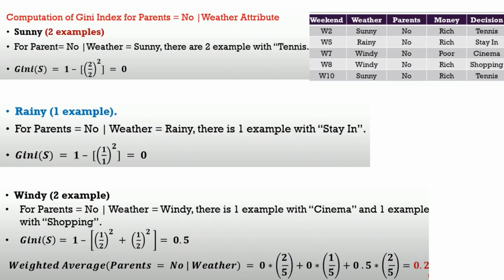So for sunny, we calculate the Gini formula, that is 1 minus 2 out of 2. We got only tennis, so 2 by 2, the answer is 0. Next is rainy, 1 minus 1 by 1 the whole square, that is also 0. Next we calculate windy. For windy, we have 2 samples: one is cinema, one is shopping. So 1 by 2 whole square plus 1 by 2 whole square, the answer is 0.5. Next we calculate the weighted average: 0 into 2 by 5, again 0 into 1 by 5, again 0.5 into 2 by 5, the answer is 0.2.